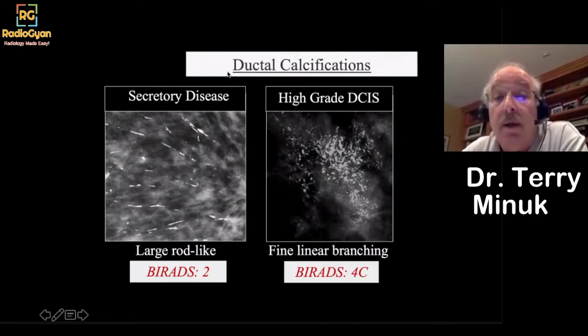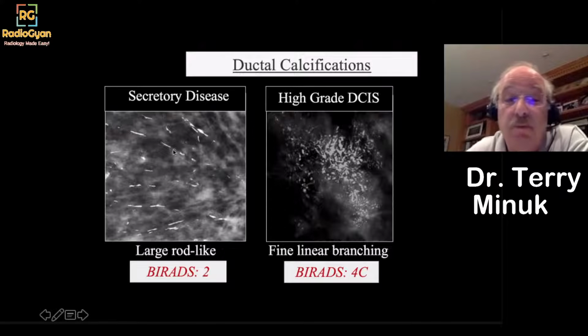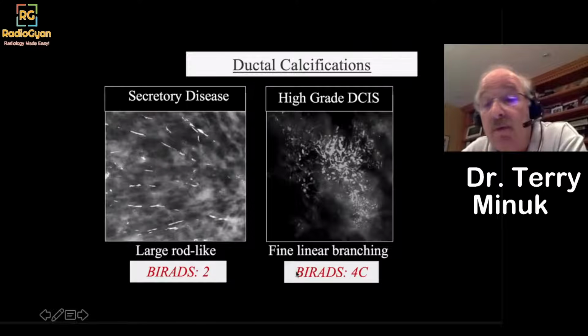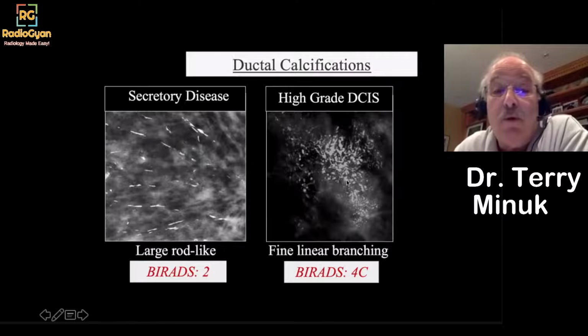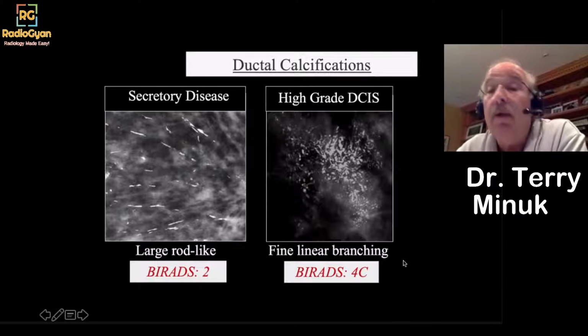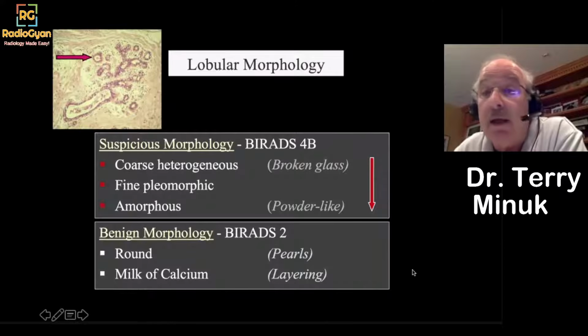So secretory calcifications are secretory disease or low-risk disease, and no risk of cancer in these. High-grade DCIS, on the other hand, looks completely different. The only difference between the two is that they're arising in a duct. In one case, BI-RADS 4C, chance of this being cancer approaching 90%. I look at this, I'd say, well, that's 100%, but people might say I'm going overboard, but these are cancer. These are benign. Don't be biopsying secretory disease. We already biopsy too many cancers, too many calcifications.